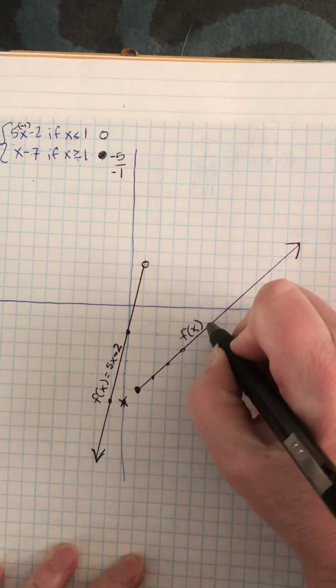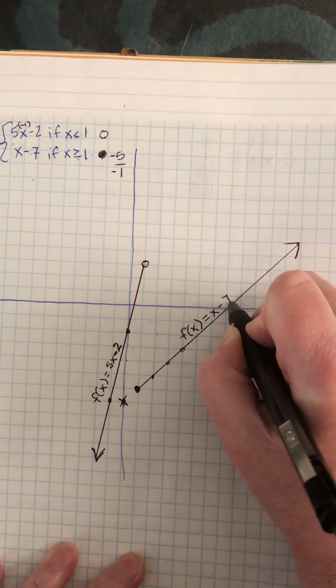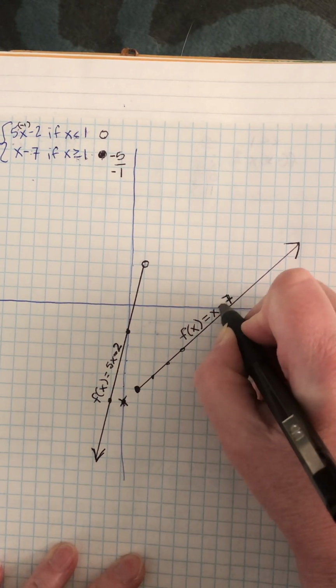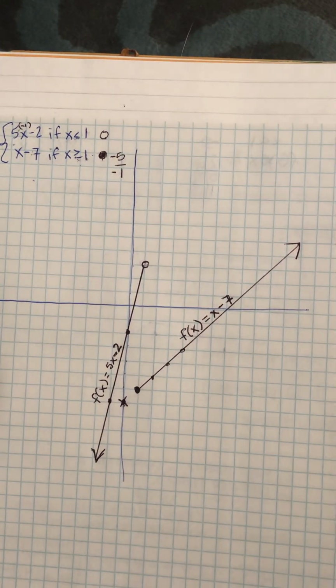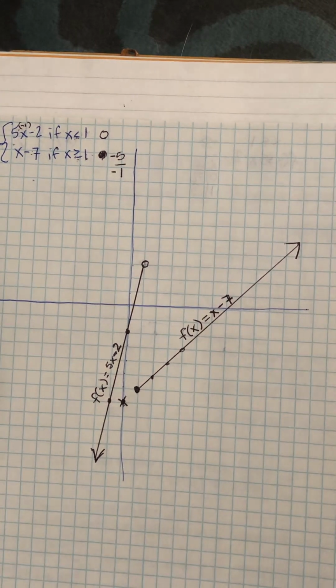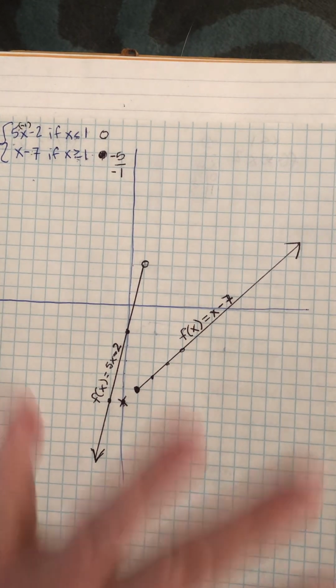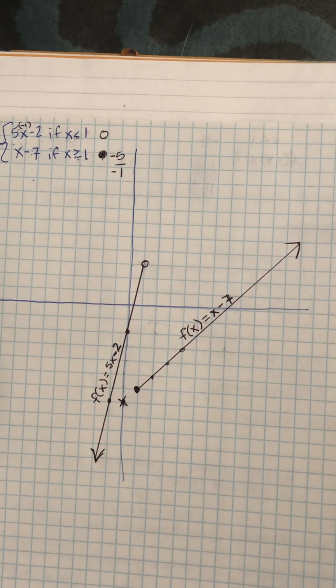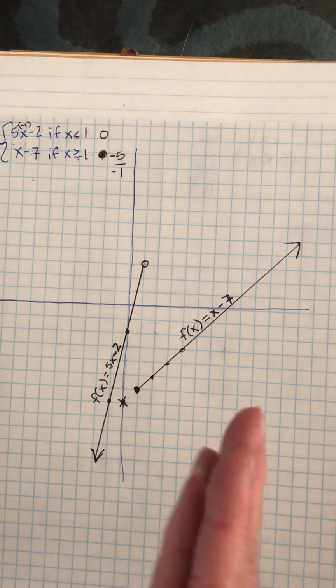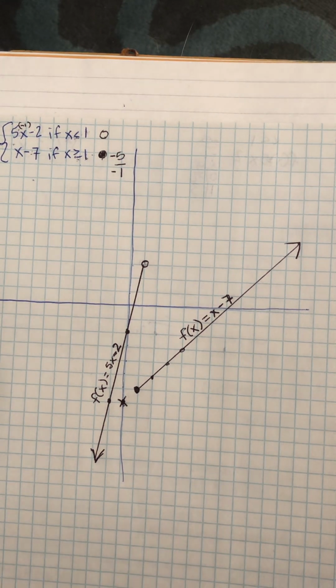We're going to label this one f of x equals x minus 7, so that if they ask you questions in class about which one's which, you have it labeled, and you don't have to go back if there's 50,000 lines on there wondering which one's which. So hopefully that helped, and good luck with the next problems.